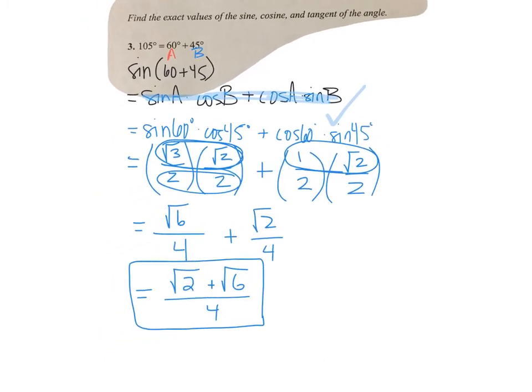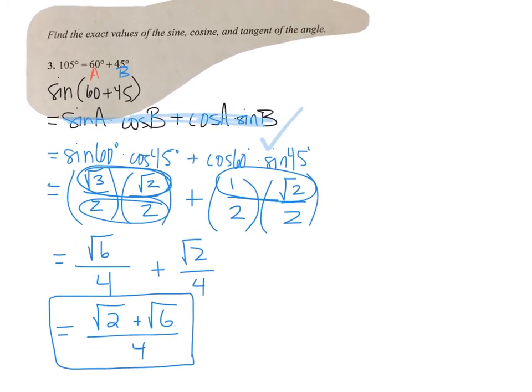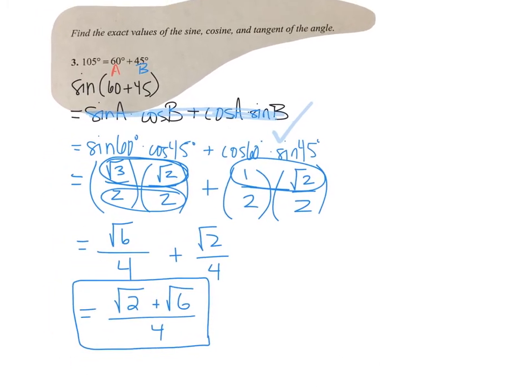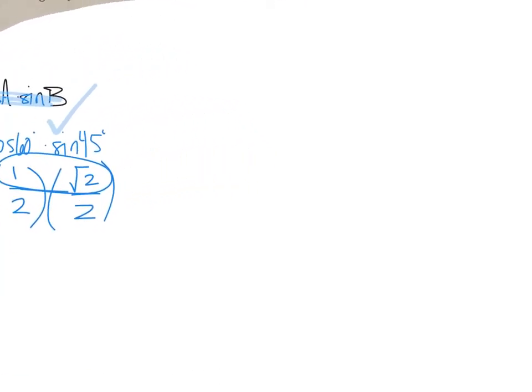Okay, and so the cosine uses a similar formula, but we've already done one of those. So let's jump over here and do a tangent one, because tangent is a little bit on the weird side. So we're going to do the tangent of 60 plus 45.